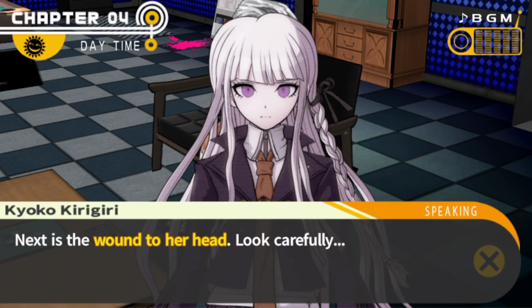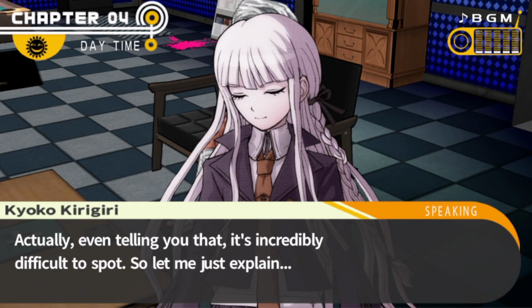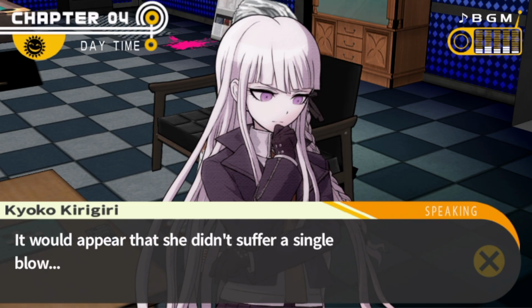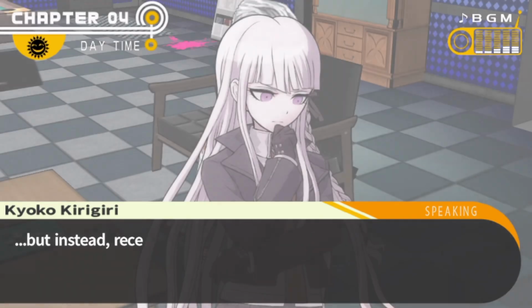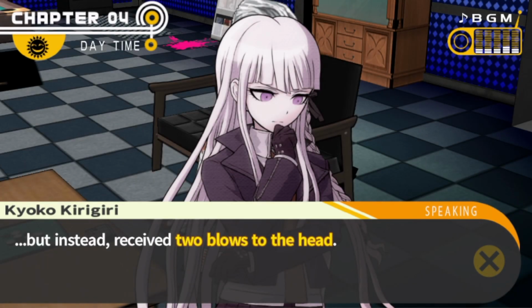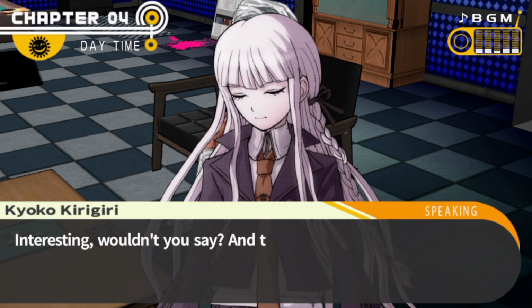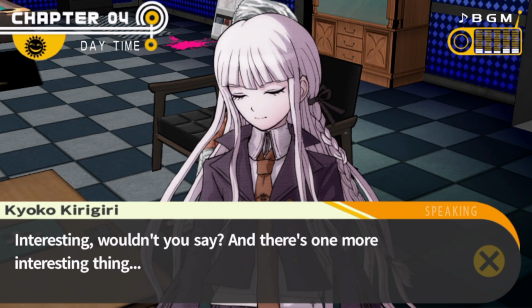Hey, next is the wound to her head. Look carefully. It's true. Actually, even telling you that, it's incredibly difficult to spot. So let me just explain. It would appear that she didn't suffer a single blow, but instead received 2 blows to the head. 2 blows? Indeed. Interesting, wouldn't you say?